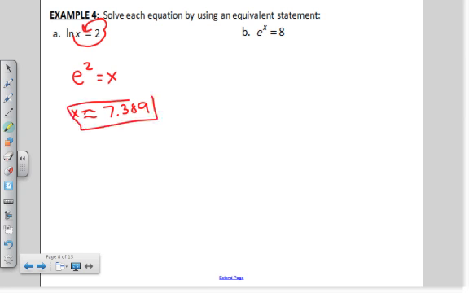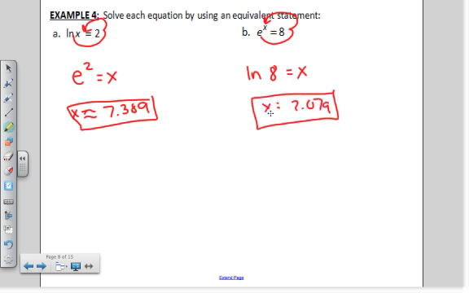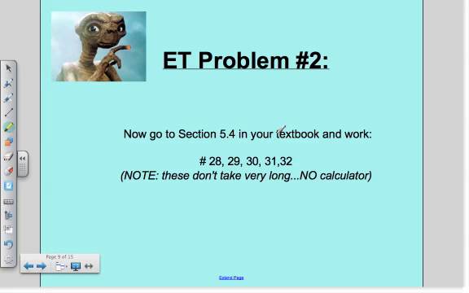Okay, so using the equivalent statement, I'm going to go ahead and draw that, and I've got ln, because it's base e, of 8 equals x. Boom. So that gives me x equals 2.079. So make sure that's a 2. Yeah. Make sure you do those on your calculator and make sure you can get those answers. That's really important.